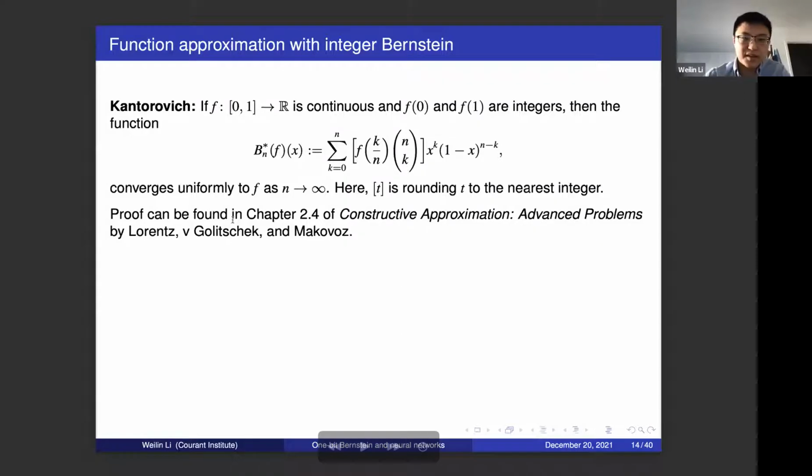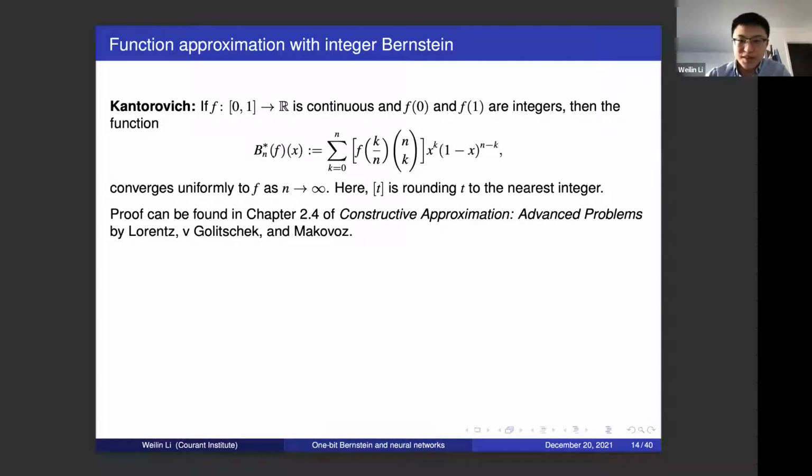Kantorovich said, okay, let's define this modified Bernstein operator. So it looks a lot like your usual Bernstein operator, except now we'll round each term of this form. It's f sampled at k over n times this combinatorial factor. We round it to the nearest integer. And he showed that this modified Bernstein polynomial of f converges to f uniformly. Okay, so this is already a quantization result. It's saying that we can approximate f with integer coefficients with these polynomials as the basis.